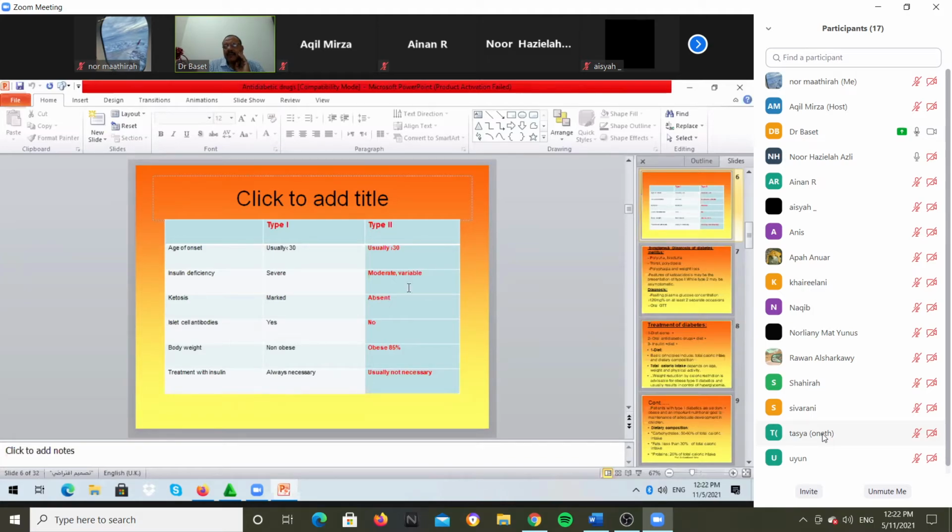The treatment with insulin is mandatory in type 1, always necessary. But in type 2, if there is failure of the oral antidiabetic drugs like oral hypoglycemics, insulin secretagogues, and insulin sensitizers, and also the new drugs other than these oral antidiabetics, we can resort to insulin. Also in emergency, we need insulin in type 2.